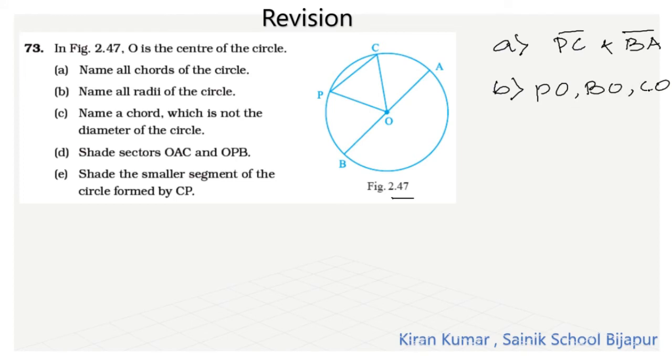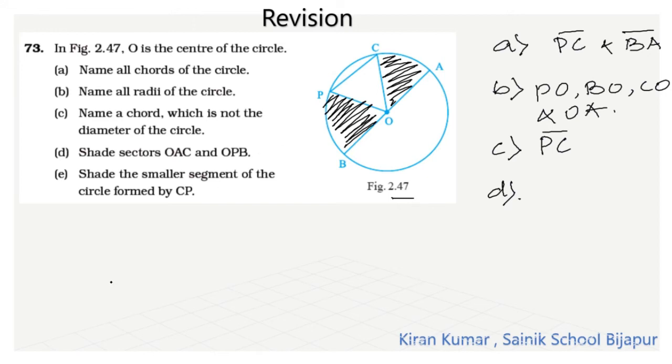Next we have, name a chord which is not the diameter. There is only one chord which is not the diameter, that is PC. In the question 5 and question 6, we have to shade the portion. I'll shade the portion of part D using a black color and part E using a red color. So black shaded portions, they are the sectors, and the red portion will be the segment, which is a smaller segment.